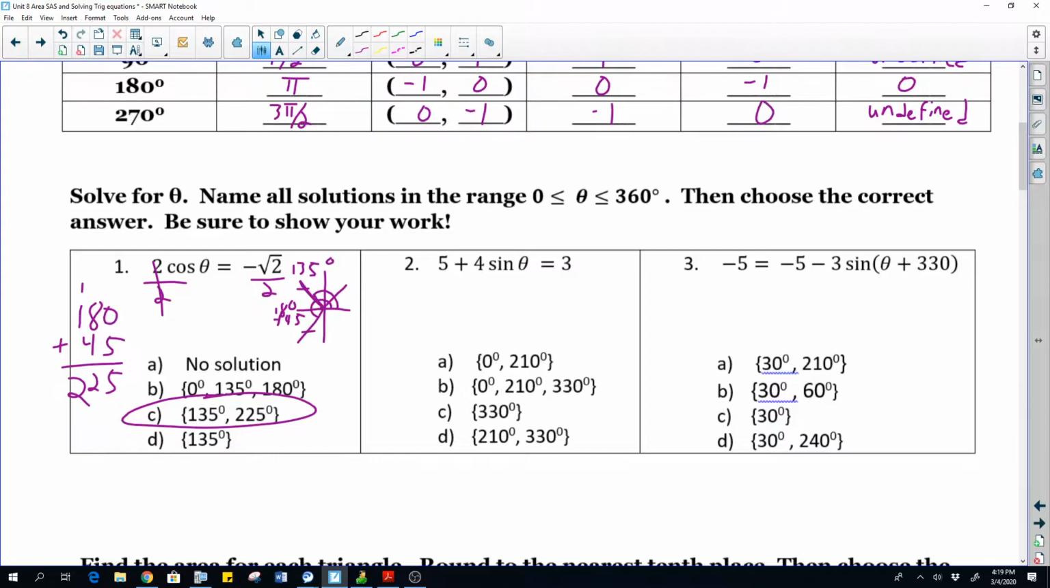Nice. Number 2, we're going to go to -5 to the other side. So we do get a -2 there. And then we're going to go ahead and divide by that 4. So we get -2 divided by 4. We're going to divide by 4 to the other side. So then it's just -1/2.